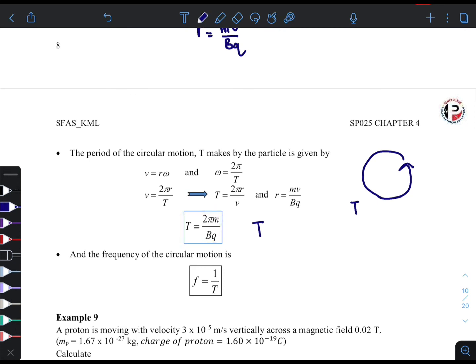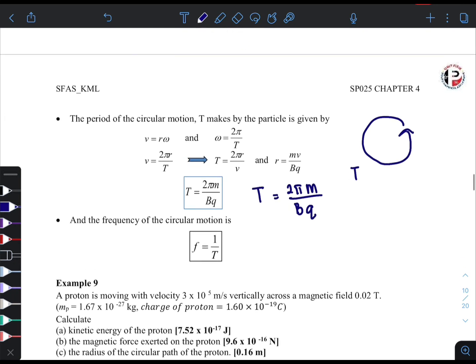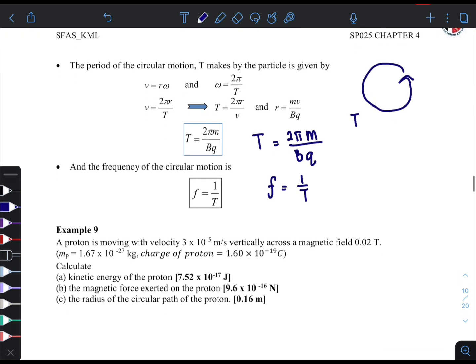The period for the charged particle to move in the uniform magnetic field to complete one cycle is 2 pi times the mass of the charge divided by the magnetic field multiplied by the magnitude of the charge. Whereas the frequency at which the charged particle is going to move is f equals 1 over T. Alright.